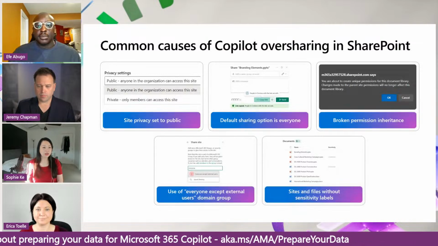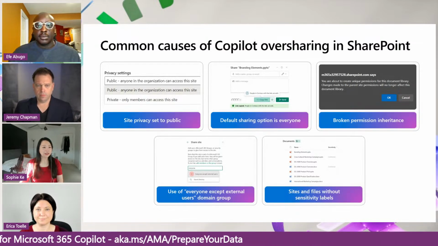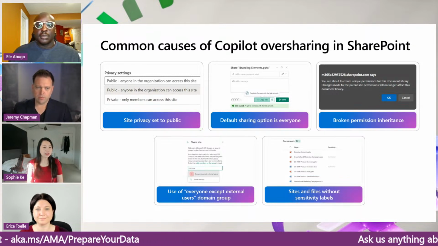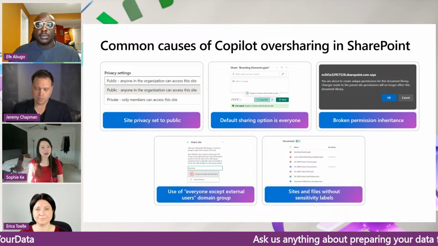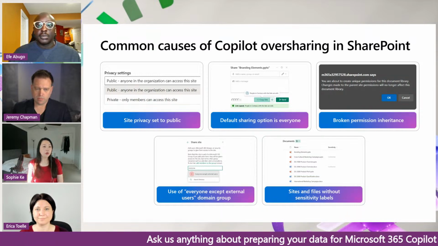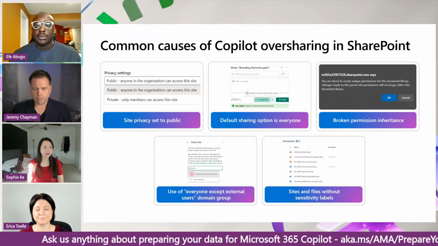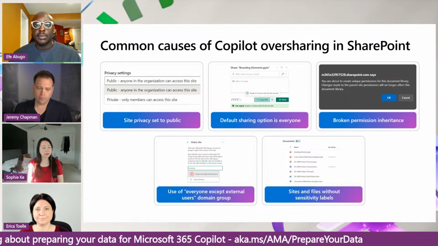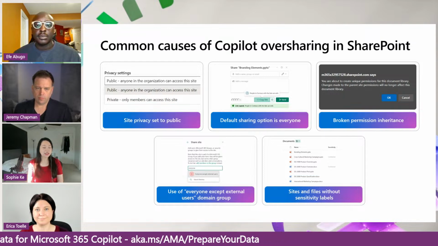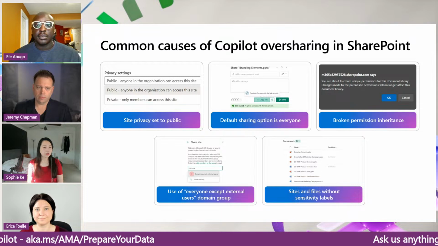Yeah, so we do have a very defined definition of what we consider as internal oversharing. And if the producers can show our common causes of Copilot oversharing in SharePoint slide, we can talk through that. So one of the first common causes of how we define oversharing is setting your site privacy to public. There are two settings you can have for your SharePoint site, which is private, where only members can access the site, and public. When you have a site that is set to public, that means anyone in the organization can access the site, which could cause potential oversharing.